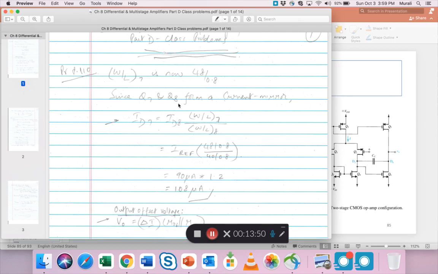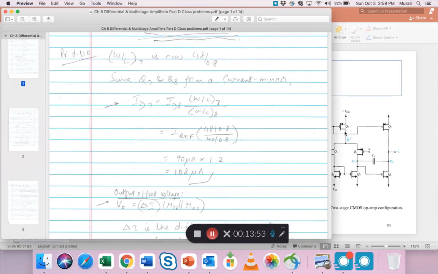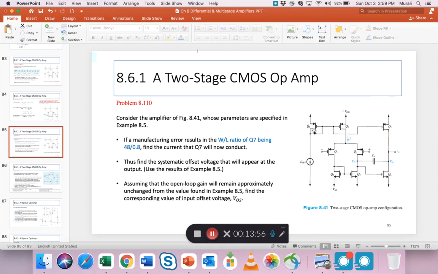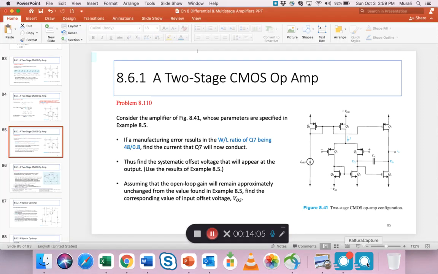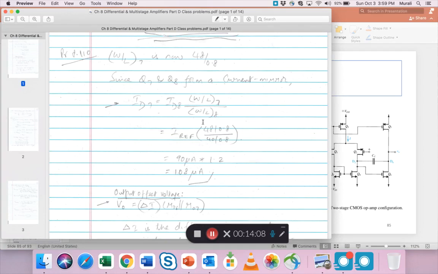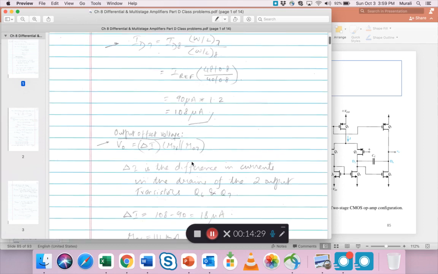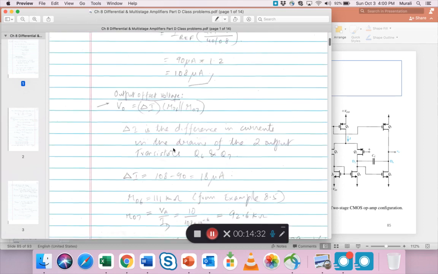Since Q7 and Q8 form a current mirror, Q8, Q5, Q7, all three form a current mirror. We can write, and remember the reference current is in Q8, so in this formula you have to use W by L of 8. I reference is 90. So what is happening is basically ID7 has 108 microamps flowing in its drain and not 90. Okay, that causes an output offset voltage.